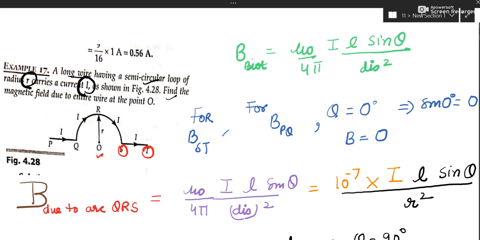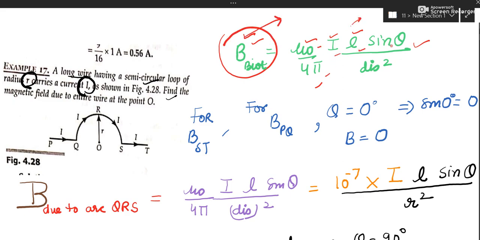If you wish to understand, you can understand through the Biot-Savart equation. B, the magnetic field, is equal to mu naught by 4 pi, I dl sine theta by distance square, that is Biot-Savart's law. Because theta is 0 for PQ and for ST, since the point is lying along the line, sine 0 is 0. So the magnetic field due to the section PQ and due to the wire ST will be 0.